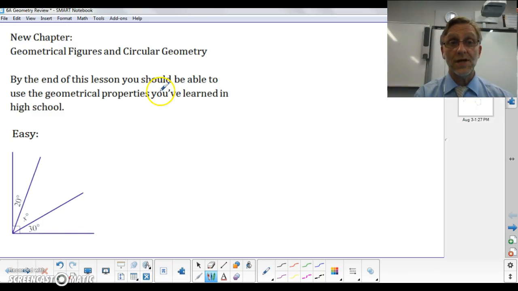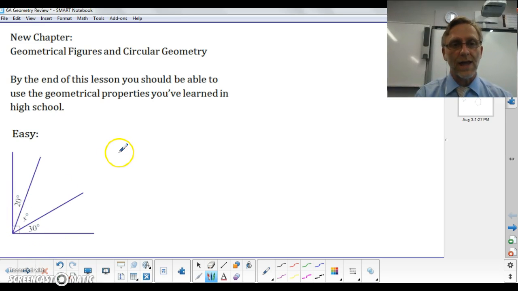Today we're starting a new chapter. It's called Geometrical Figures and Circular Geometry. We're going to start by reviewing some of the very basic geometric facts that you've been using since you hit high school. The first one is how you answer a question like this.